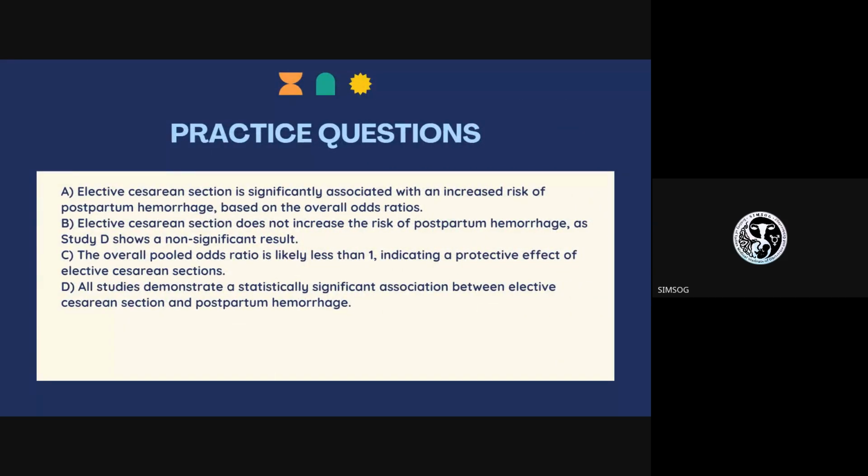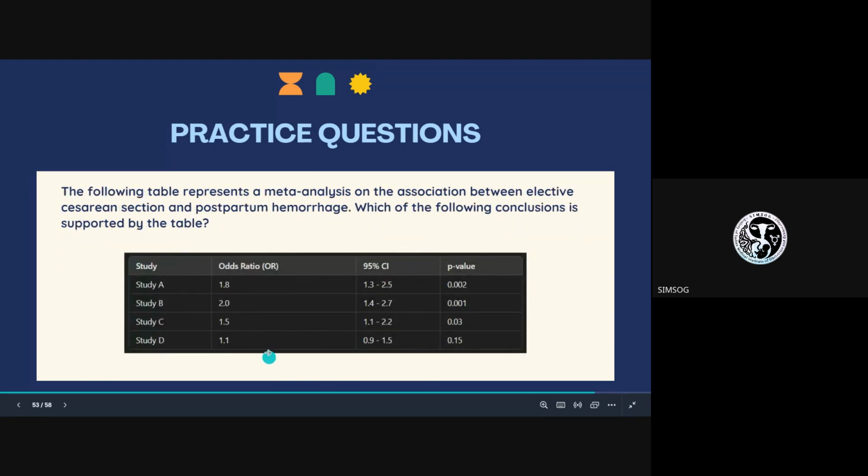Firstly, elective cesarean section is significantly associated with increased risk of postpartum hemorrhage based on overall odds ratio. I forgot to put the overall odds ratio again, my bad. But I'll say the overall odds ratio was 1.4 with a confidence interval of 1.2 to 1.6 with a p-value of 0.008. So what will be your interpretation?